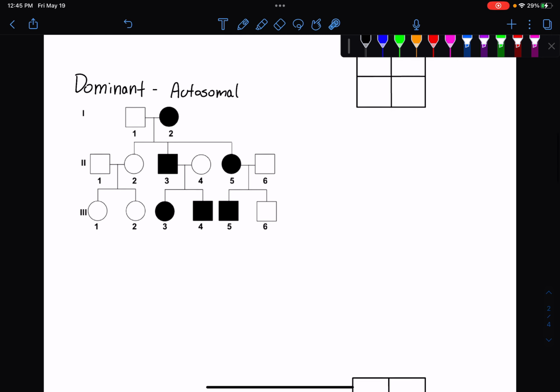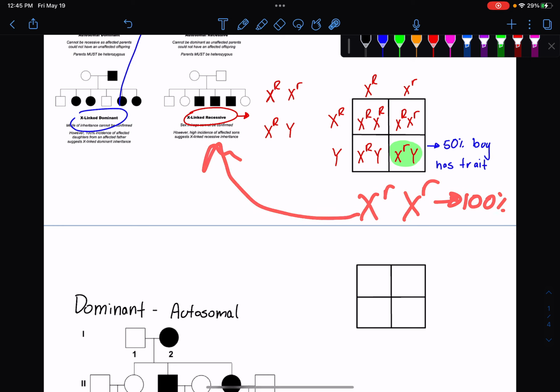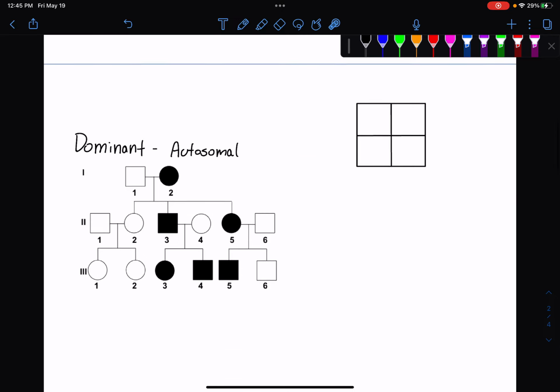Okay, moving on. And this is 50%, but if the mom is little r, it'll be 100% for sons. And that's what's showing here. I'll show that a little bit later.